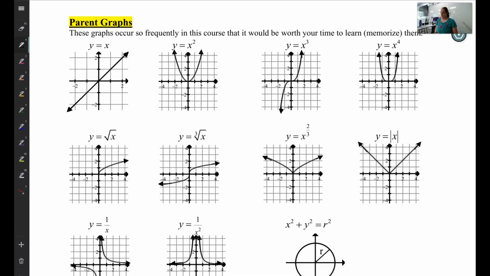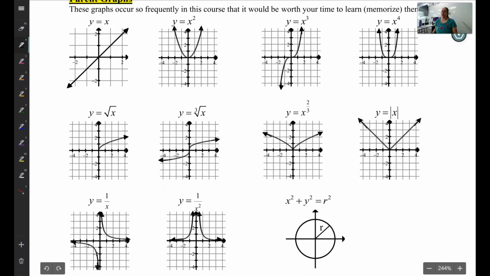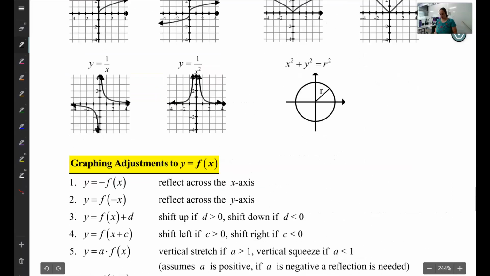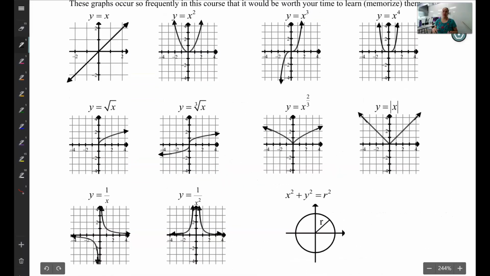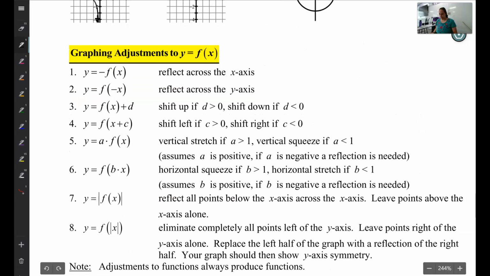Parent graphs. So these parent graphs, I would highly encourage you to memorize them if you haven't already. These are the most basic graphs, and they will be referenced all the time. It's just good to know the general shape of these different graphs. So reference this page. You'll reference it in your homework as well.